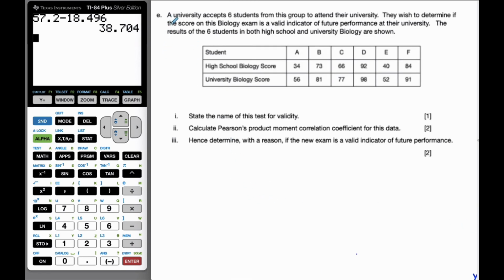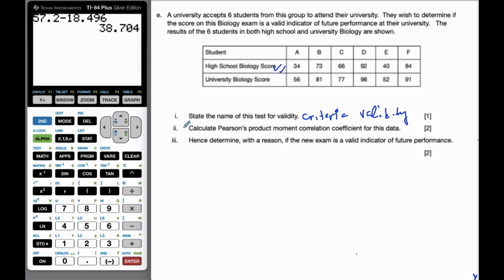Finally, E part, the university accepts 6 students from this group to attend the university. They wish to determine if the score on the biology exam is a valid indicator of future performance at their university. The result of the 6 students in both high school and university are shown. State the name of this type of validity. This is criteria validity, because we're seeing, is this a good criteria, this high school biology exam, is it a good criteria to judge how they're going to do? So it's a predictor. So whenever you have this idea of using something as a predictor, it's criteria validity. Is it reasonable or not?